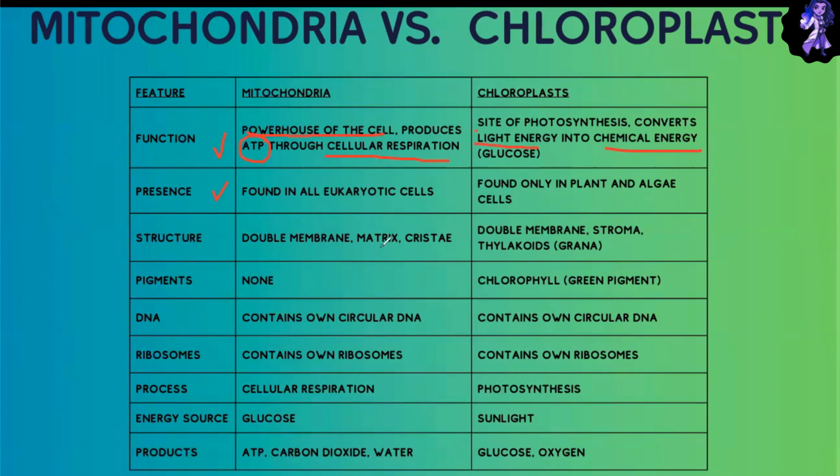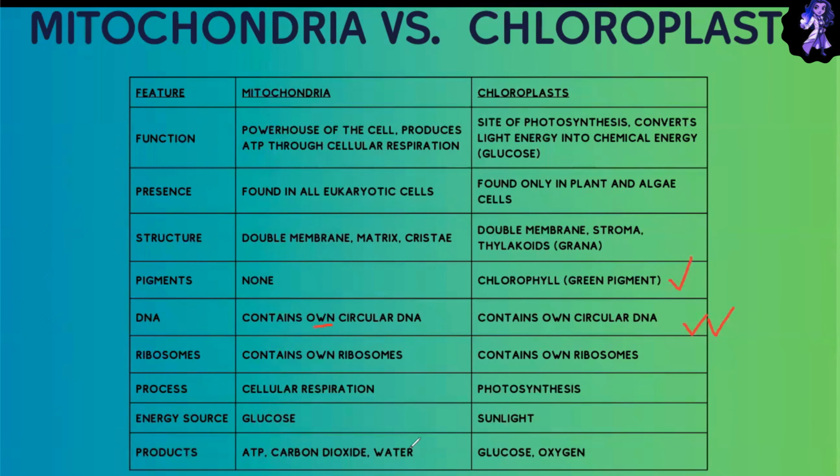In terms of structure, we're going to talk about this more in detail in just a second, but they both have a double membrane and they both have individual structures that are specific to the specific organelle. In terms of pigmentation, chloroplasts, the green pigments, that's chlorophyll. In terms of DNA, mitochondria contains its own DNA. Chloroplasts do too, so that's a similarity. And then ribosomes, they both have ribosomes.